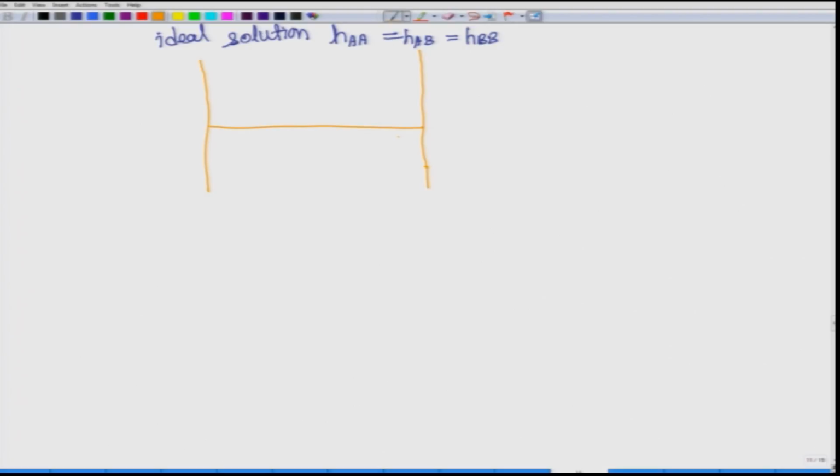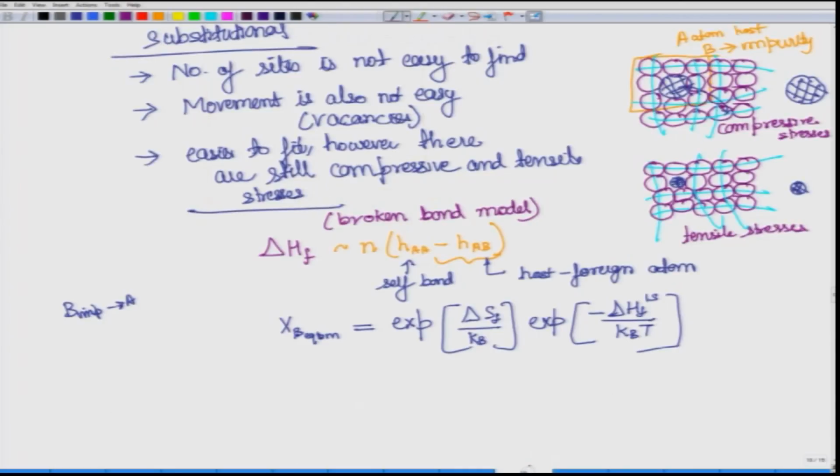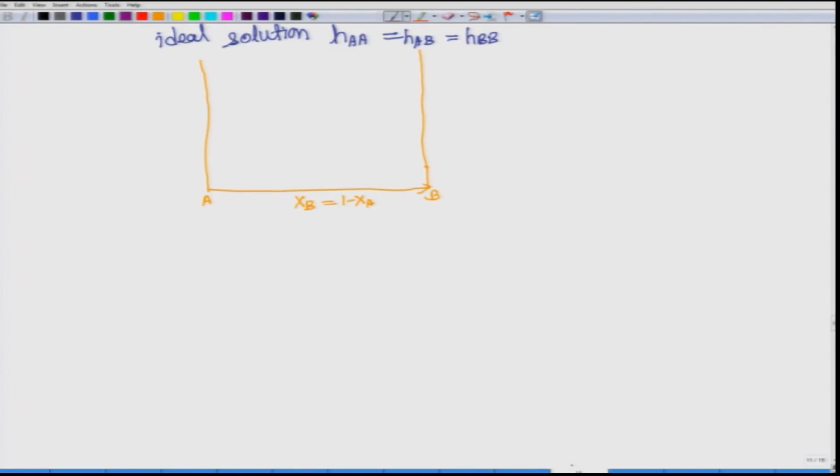Let us say on the x axis we have XB, which is equal to 1 minus XA. So, you are going from pure A to pure B. Initially we are talking about impurity in A, so we are somewhere over here. Now, since HAA is equal to HAB, if you go back, what you see is that when HAA is equal to HAB, then delta H formation would be approximately 0, and therefore, the delta H term, this will be the delta H formation, which is almost 0. So, it remains constant.